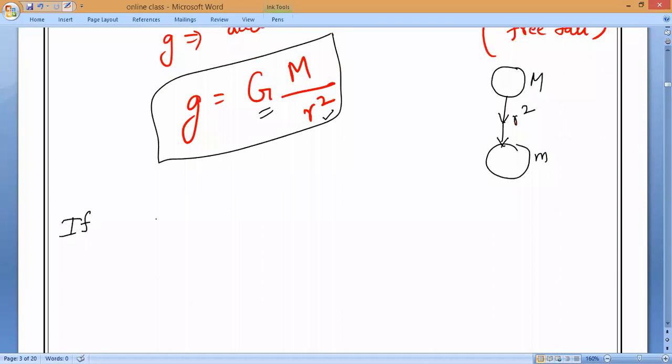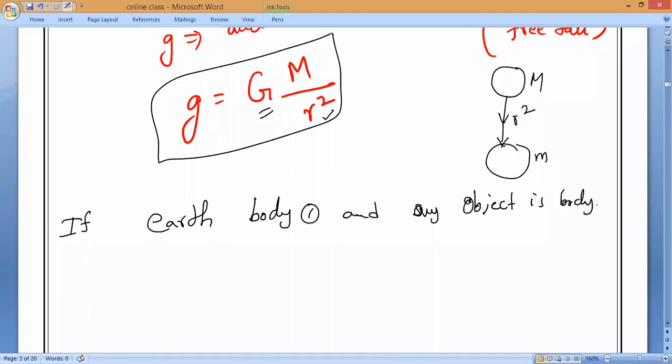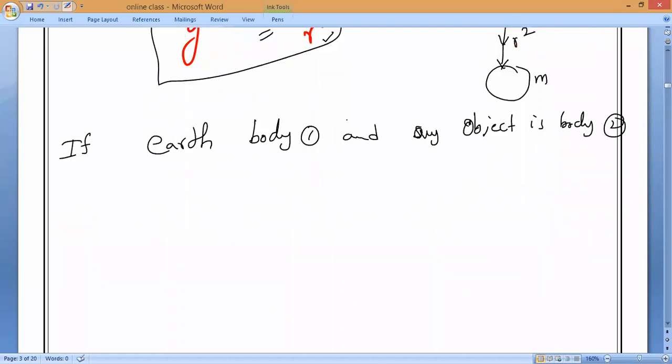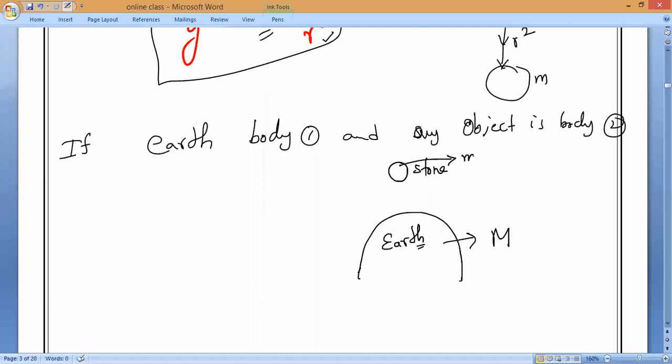Now, if Earth is body 1 and any other object is body 2, let me consider the bigger one. For example, Harish is dropping a stone from a certain height. This is the stone and this is the earth. Who is bigger, the earth or the stone? Earth, sir. Now let me consider the mass of the earth as capital M and the mass of the stone as small m. Now, the distance between their centers, what do we call it?